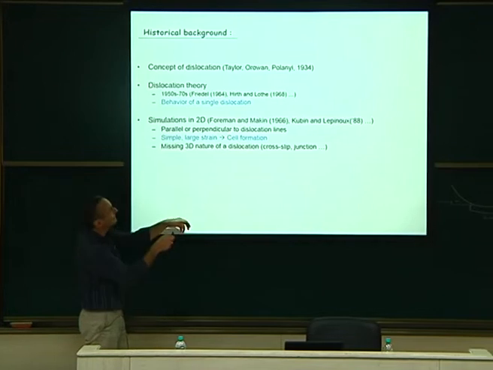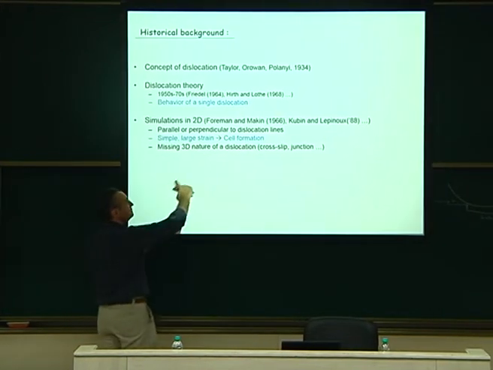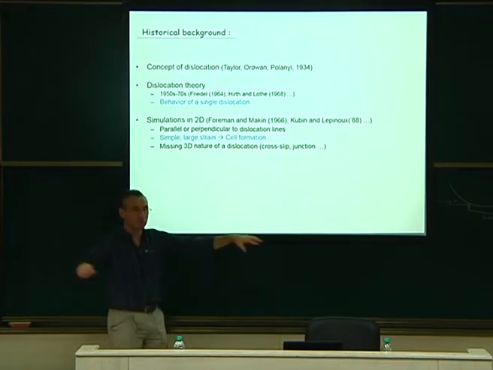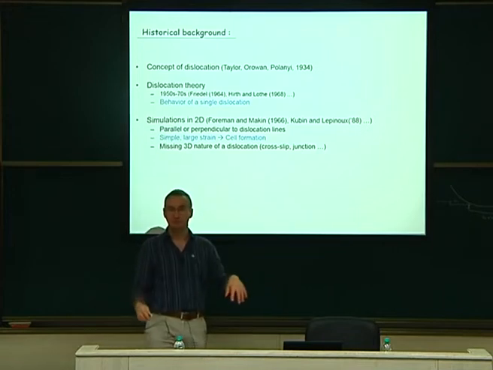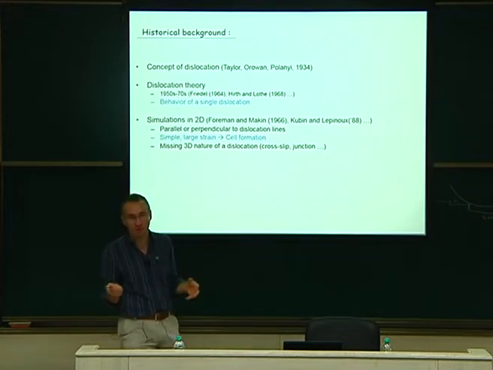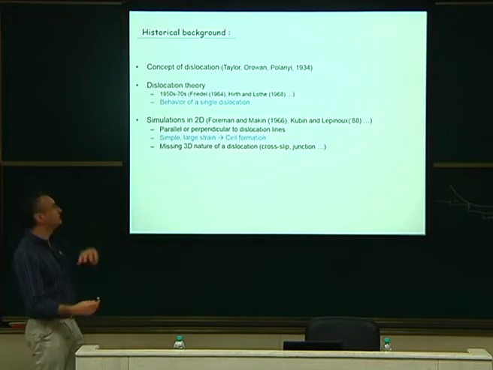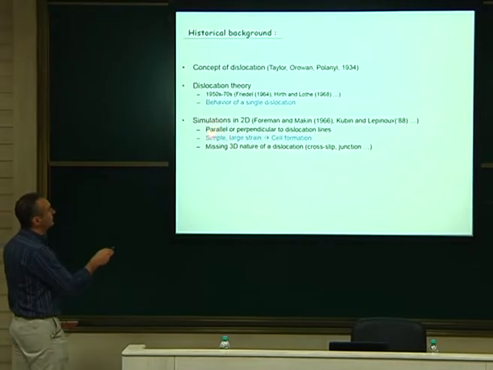Or Foreman and Makin took it the other way. They say my dislocation is in the plane, and I will see how a dislocation line moves in the plane with obstacles. So those are the two possibilities in 2D. You don't have more, either in the plane or perpendicular to the plane. So it's parallel or perpendicular.